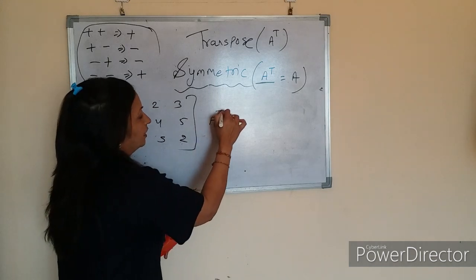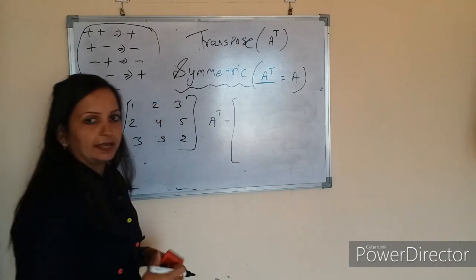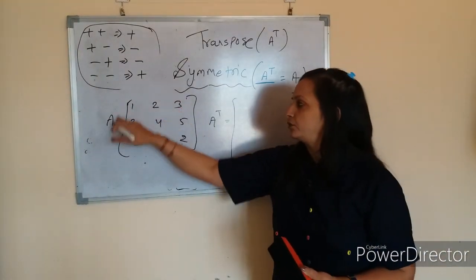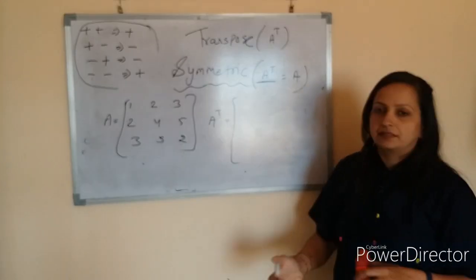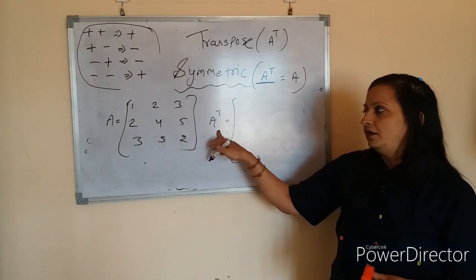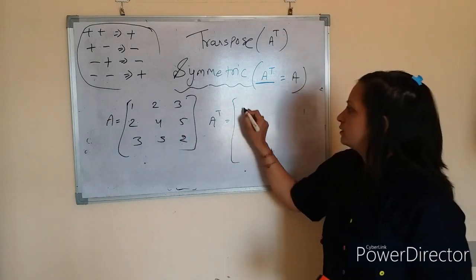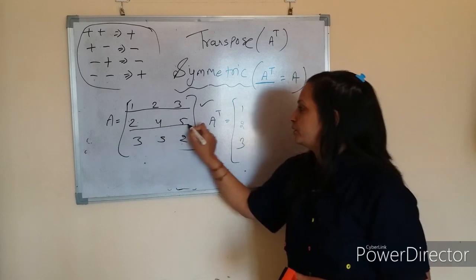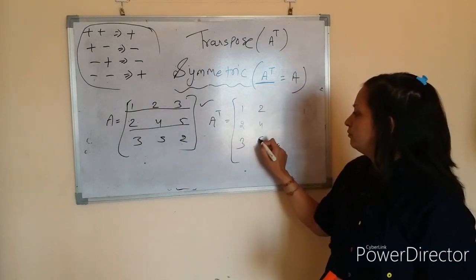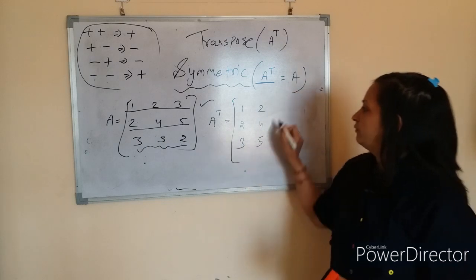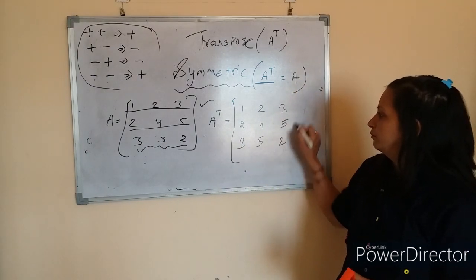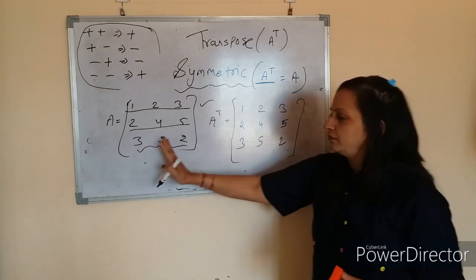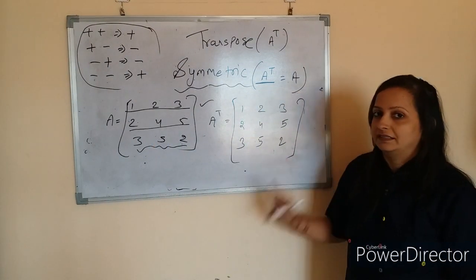This is my matrix, and I have to check what happens if I transpose the matrix A. I have already discussed how we can transpose: just pick the first row and make it a column, interchanging the rows and columns. So 1 2 3 is my first row and I make it the first column. My second row is 2 4 5, and I make it a column. My third row is 3 5 2, and I make it a column. In this way I got A transpose.